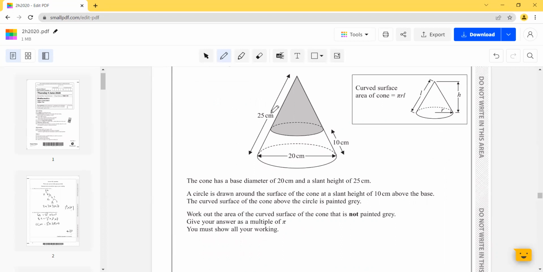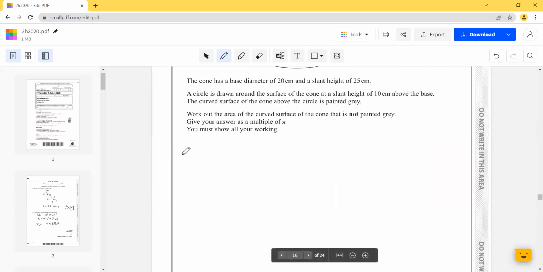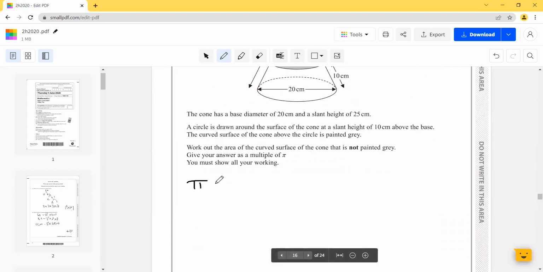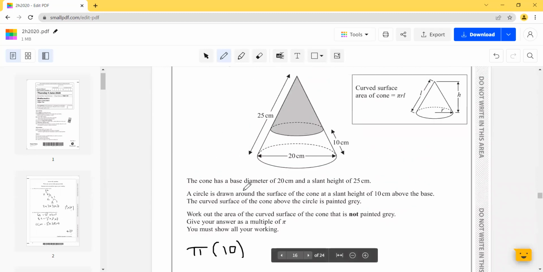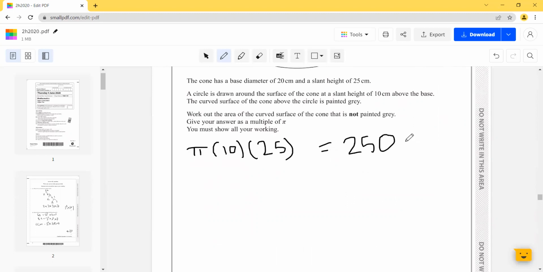Well, how would we do this? So we just have to figure out what the unpainted region is as a multiple of pi. So let's work out the curved surface area first. So we have pi times radius, which is 10, times 25. Okay, so that's 250 pi. And that's for the whole cone.